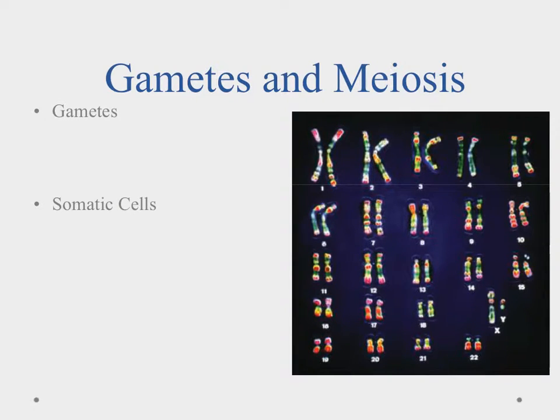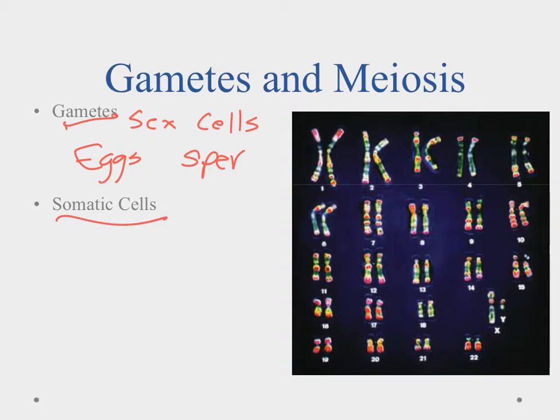Now, there's two different kinds of cells that I want you to be familiar with. We have gametes and then we have the somatic cells. Gametes are often referred to as our sex cells, and in females, those are the eggs, and in males, those are going to be the sperm. Somatic cells are everything else. Sometimes they're called the body cells.